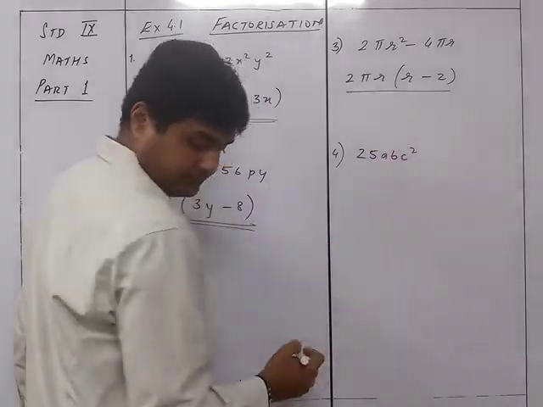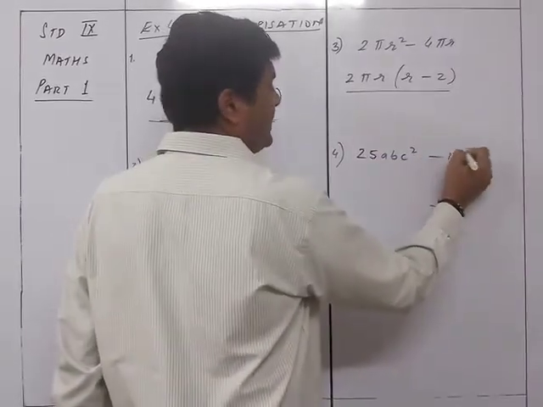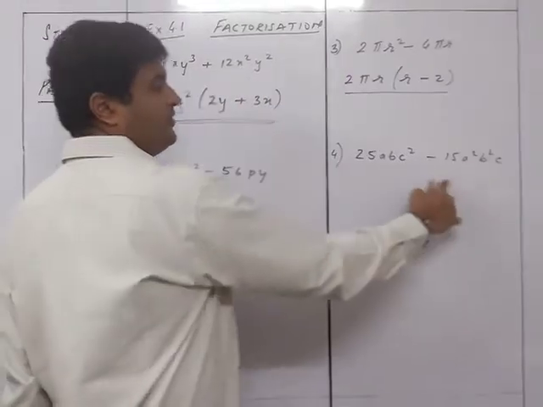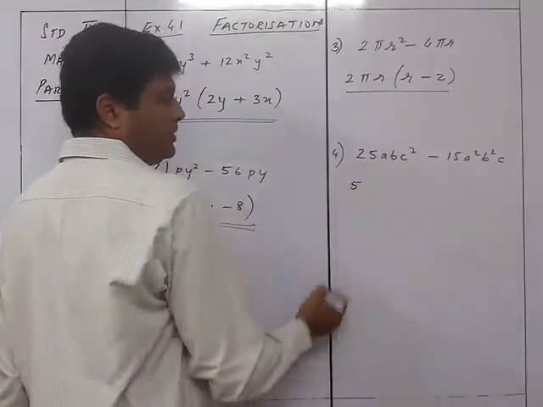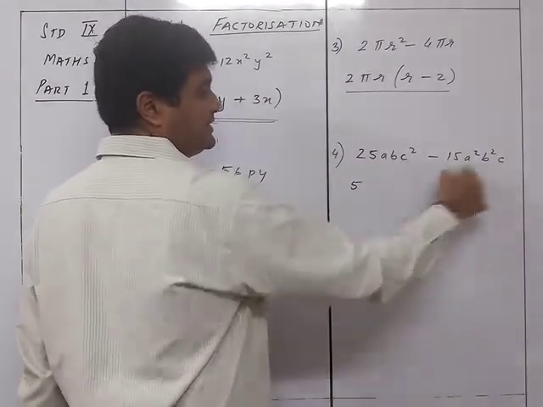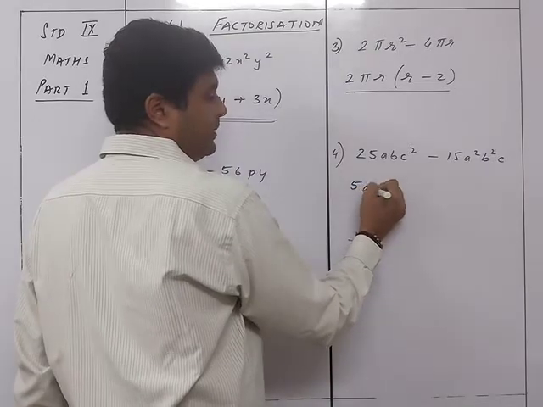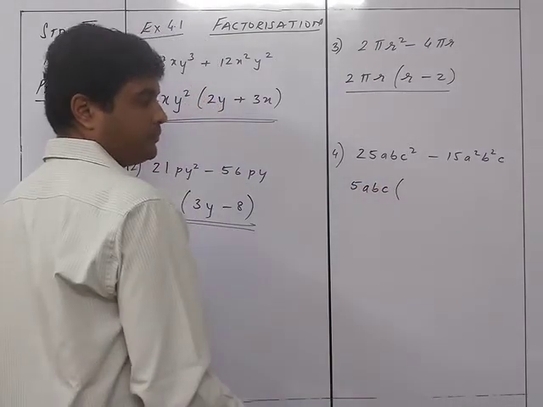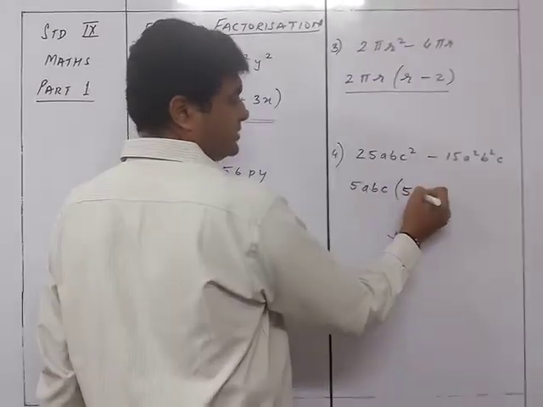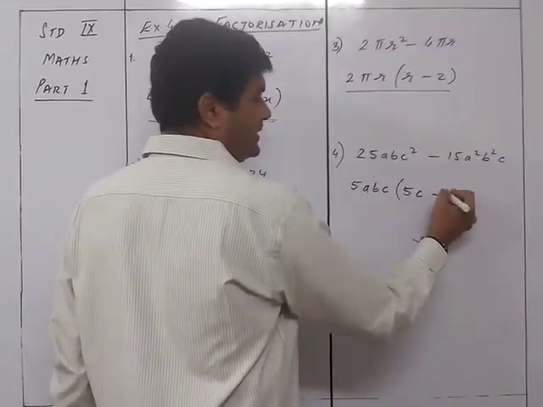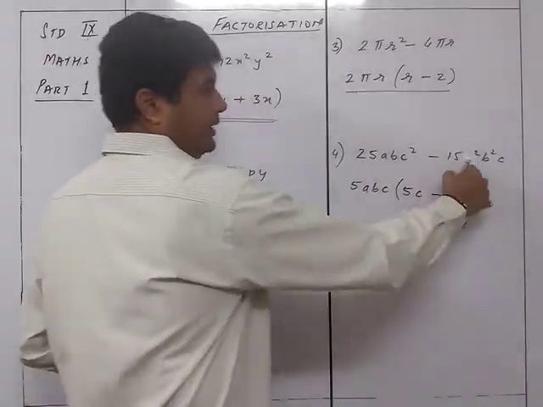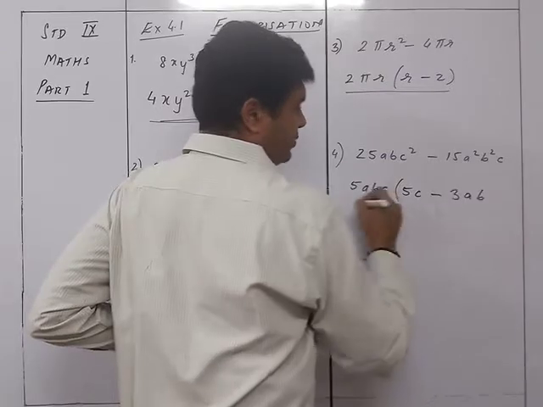25abc square minus 15a square b square c. Between 25 and 15 you can see 5 is the thing which is common. Between a, b and c you can see a is the least, b is the least and c is the least over here. So that's why a, b and c will be the common thing out here. 25 divided by 5 will be 5. From a, b, c, only c remains, so c. Here you can see minus 3 and here a is balanced, b is balanced, c is already outside.